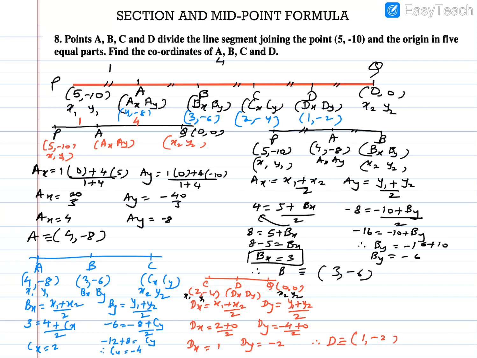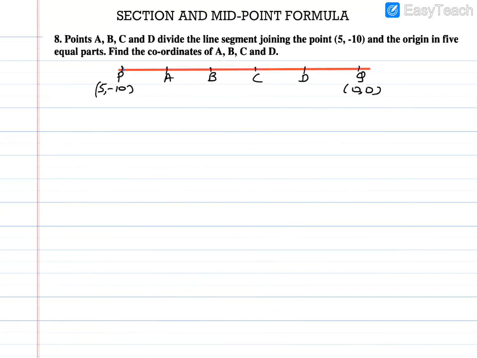In this way I have obtained all the values of a, b, c and d, coordinates of a, b, c and d. Now here we have used midpoint formula for b, c, d. Now another method, I will use section formula for all the part a, b, c, d. So with that method also I will explain you. Now here I will use section formula for everything: ax, ay, bx, by, cx, cy and dx, dy.